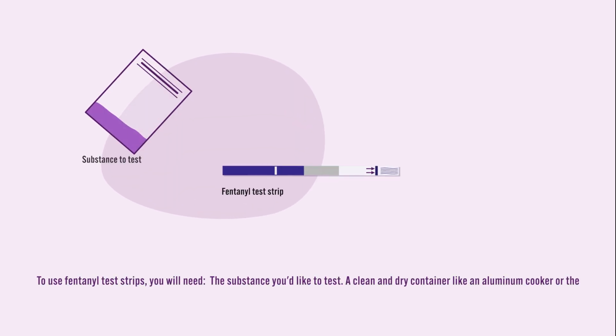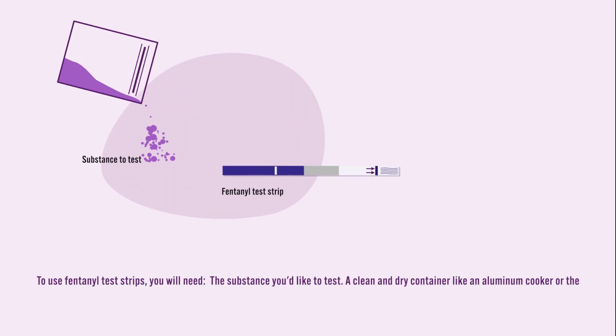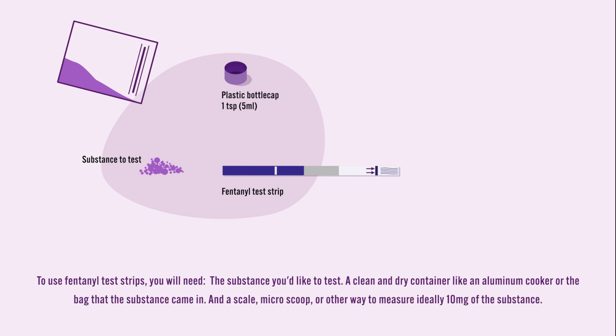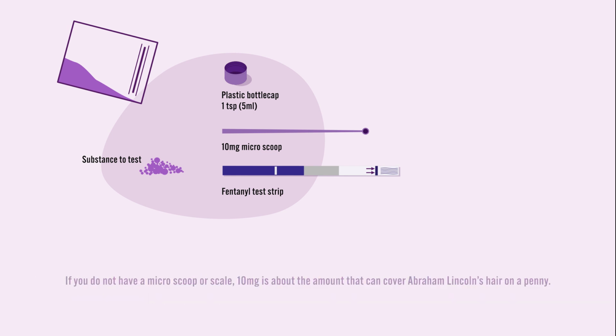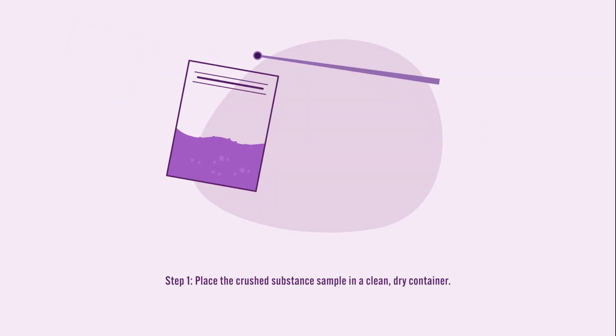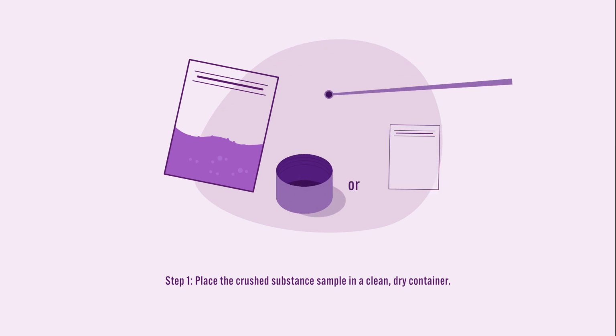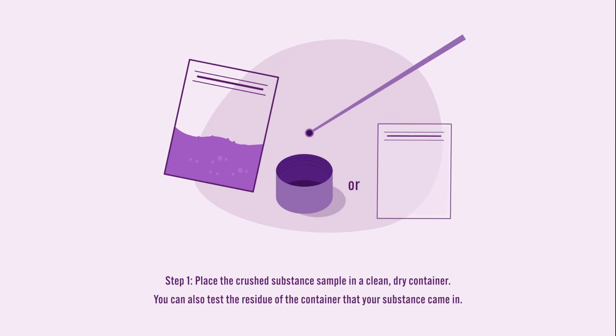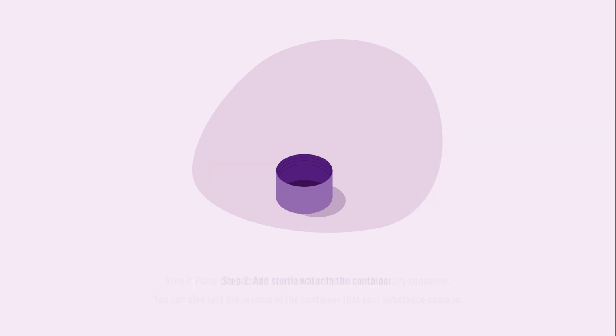To use fentanyl test strips, you will need the substance you'd like to test, a clean and dry container like an aluminum cooker or the bag that the substance came in, and a scale, microscope, or other way to measure ideally 10 milligrams of the substance. If you do not have a microscope or scale, 10 milligrams is about the amount that can cover Abraham Lincoln's hair on a penny. Step 1. Place the crushed substance sample in a clean, dry container. You can also test the residue of the container that your substance came in.